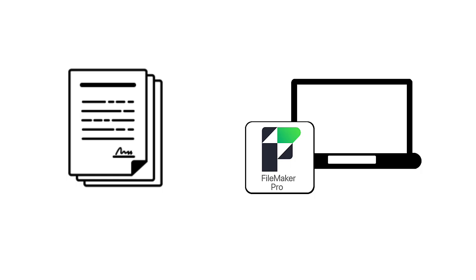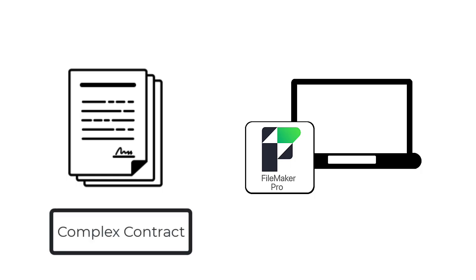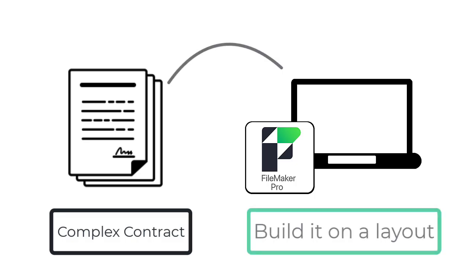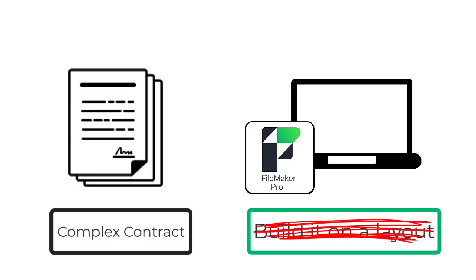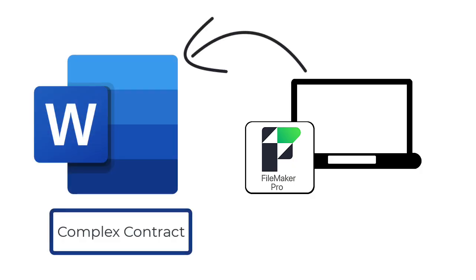So a lot of people come to me and say, hey, they have a complex contract and they want to feed information into it. And they say, well, we'll build it on a layout. But sometimes a Word document is actually even more sophisticated than what a lot of FileMaker layouts can create, at least in our experience. Plus, FileMaker contracts can be limited in length. So there's a reason sometimes to do a Word document.